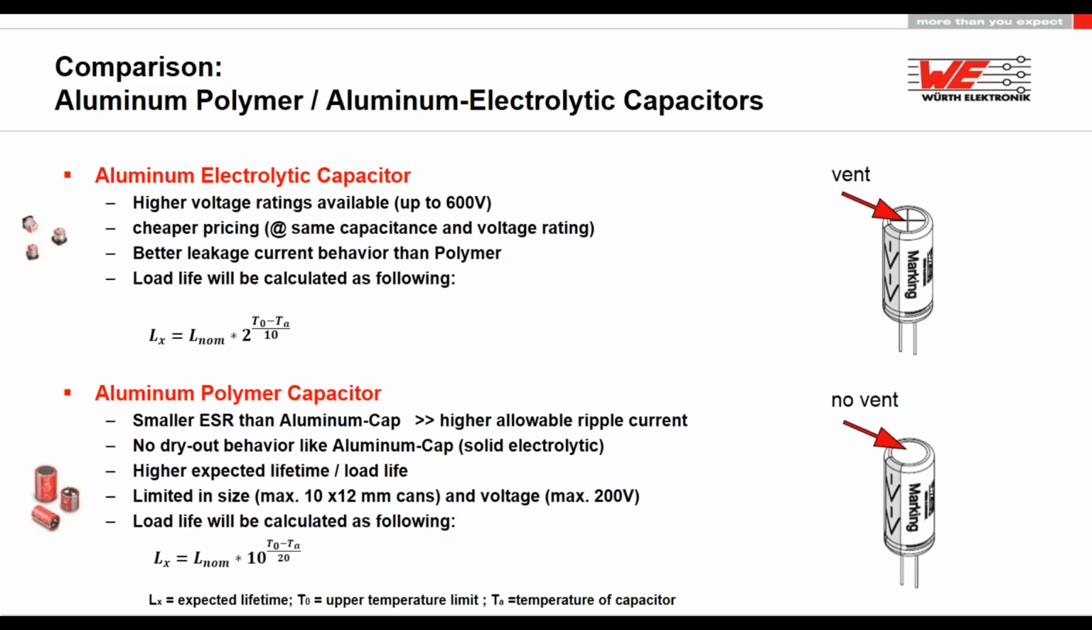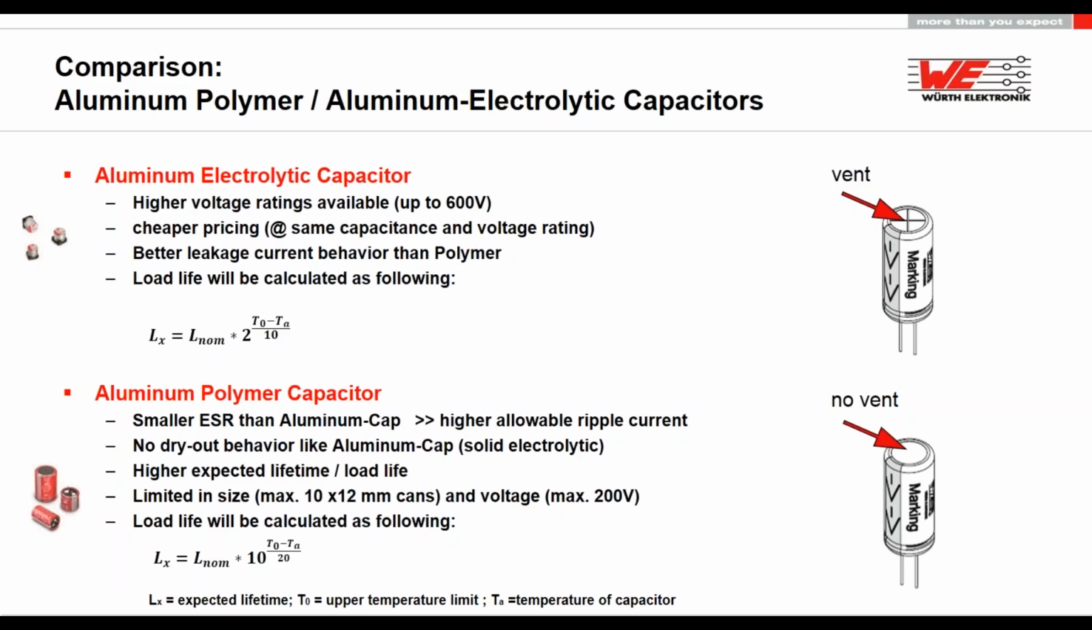The manufacturing process is not 100% the same. A simple way to identify them you can find on the right hand side. You normally see a vent on aluminum electrolytics, but for polymer caps you normally don't have a vent, because it's not needed anymore because of the solid material, and you cannot get any gassing inside the component.